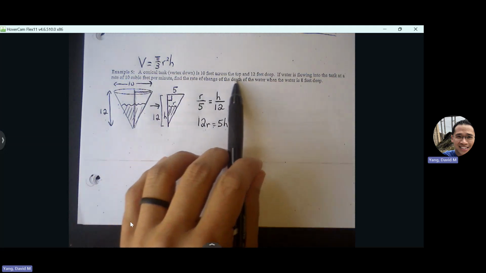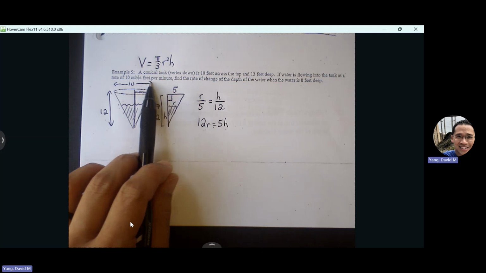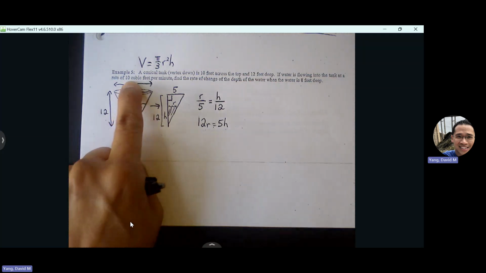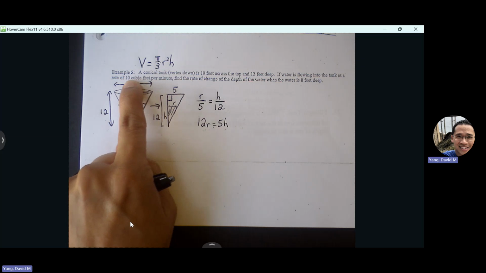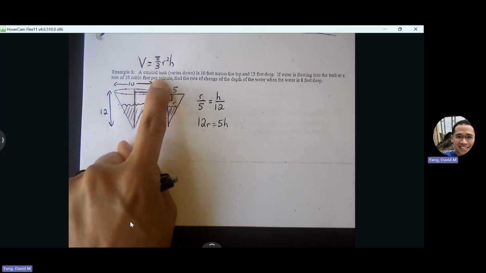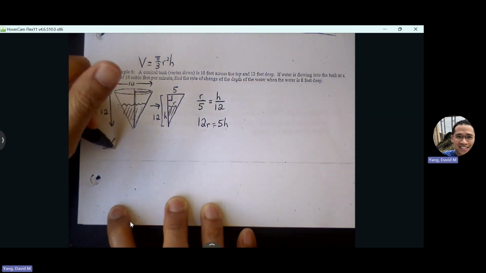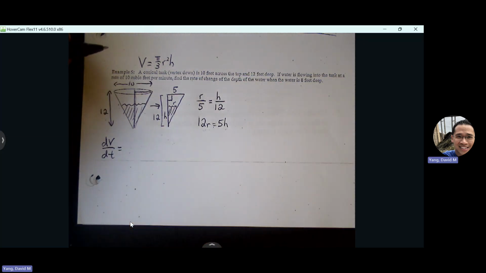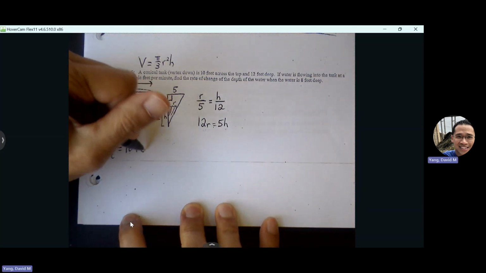A cone tank, we already have the dimensions here. Water is flowing into the tank at a rate of 10 cubic feet per minute. I know we don't see this variable yet, but can you tell by the units what this is referring to? 10 cubic feet per minute. Good. Cubic feet, that's volume. Per minute, it's time, so dV over dt. So let's go ahead and just write that. I know we don't see that variable yet, but eventually it will show up. Positive or negative 10? Positive, because we're adding water, so volume is growing. So positive 10 cubic feet per minute.